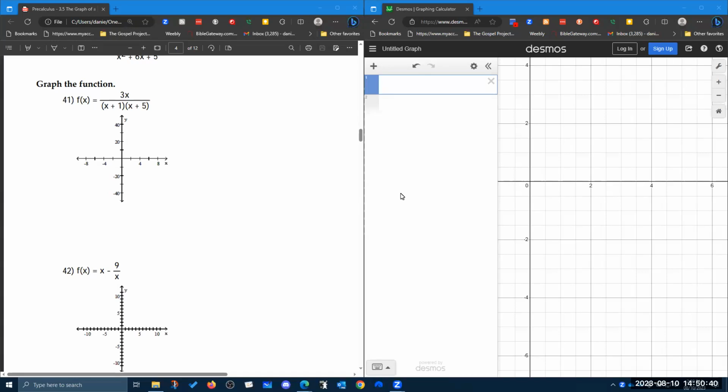In this video, we're going to discuss the graph of a rational function. I'm going to be using the Desmos graphing calculator to assist me with this. You may be using a TI-83 or 84 calculator for this instead.